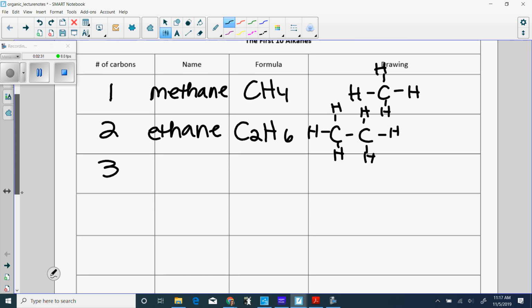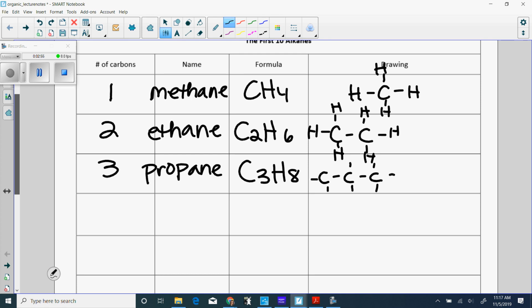If it has 3 carbons, we call it propane. Might sound familiar to you. C3H8. I'm drawing this over to the left of the box on purpose because I'm going to draw something else to the right. So C, C, C. Each carbon gets 4 bonds. So that's how we end up with 8 hydrogens. 1, 2, 3, 4, 5, 6, 7, 8.